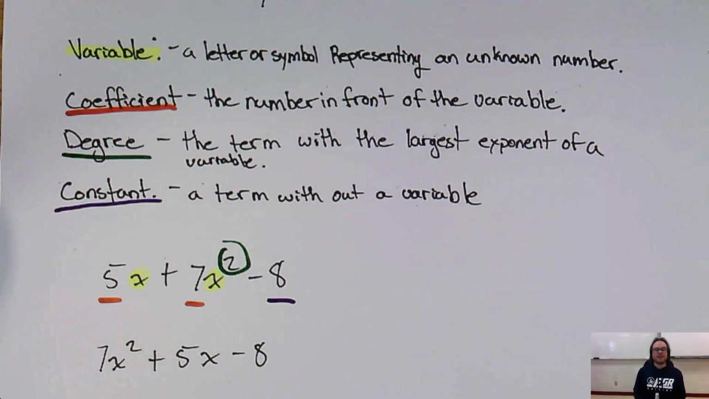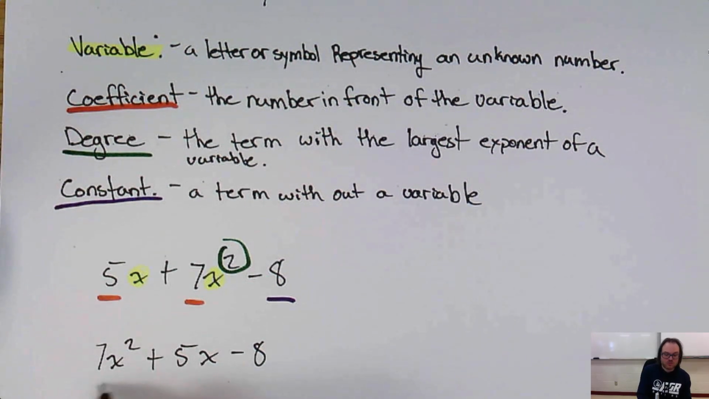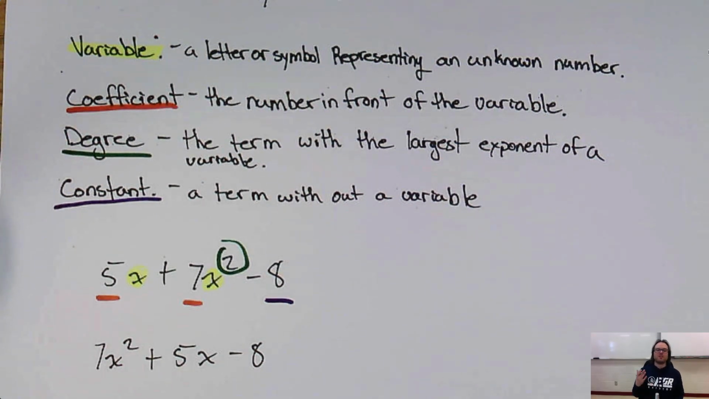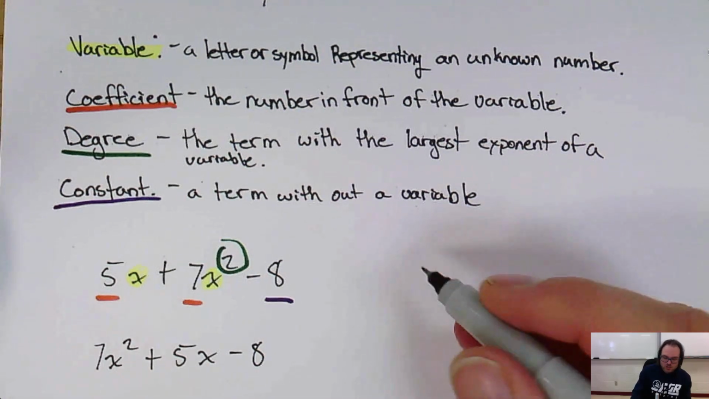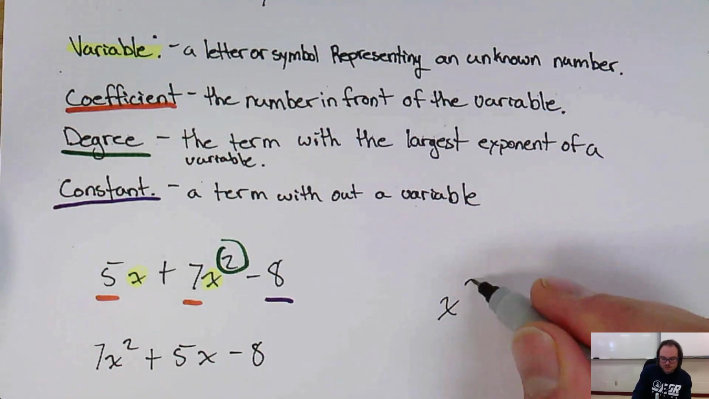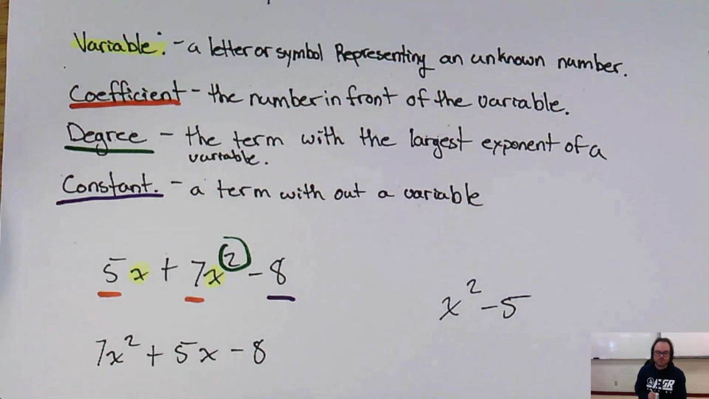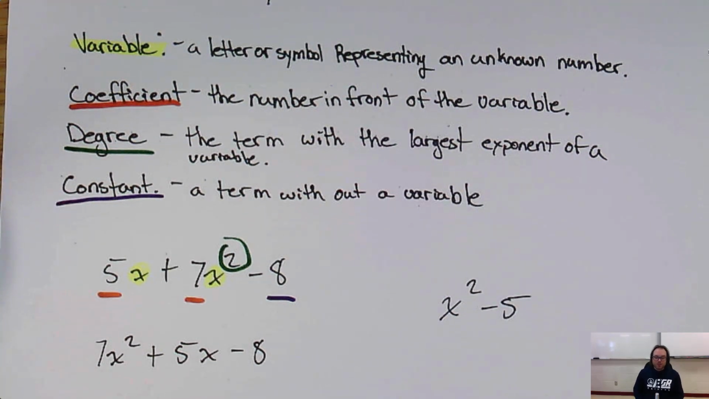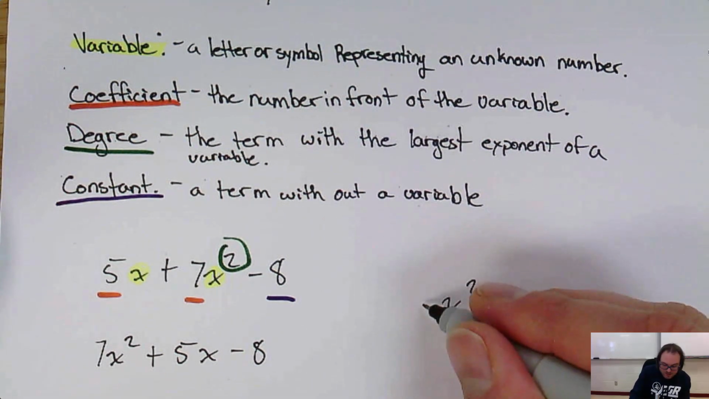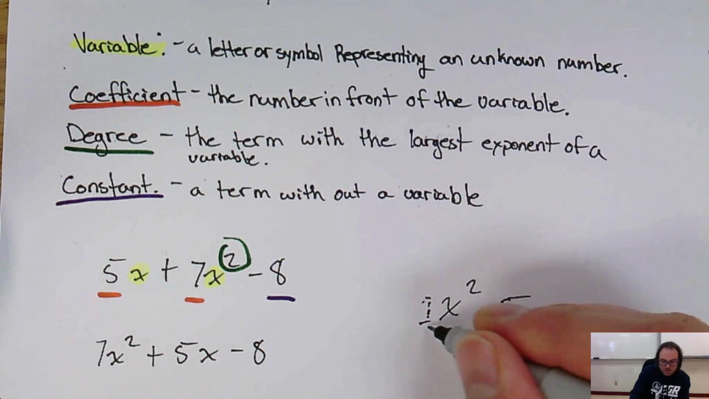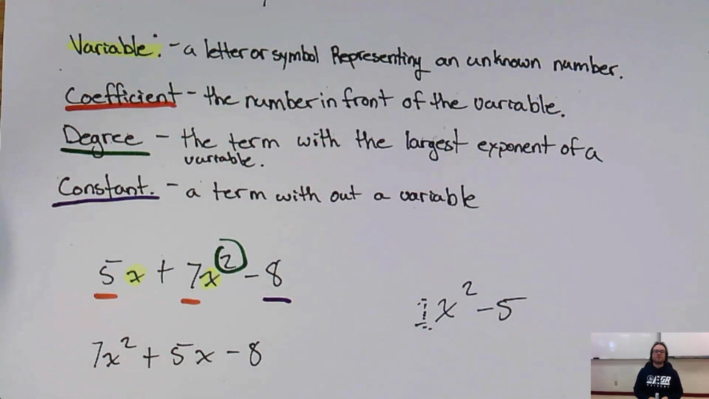Another question we might get is, what is the leading coefficient? Well, my leading coefficient is going to be 7, because it is the coefficient in front of the largest variable. Here's another one. What is the coefficient of something like this? In this one, my coefficient is going to be this imaginary 1. So if there's no number in front of a variable, we have to imagine that it is 1.